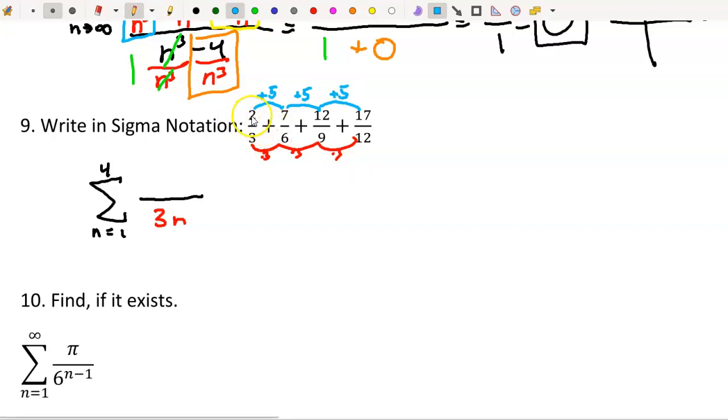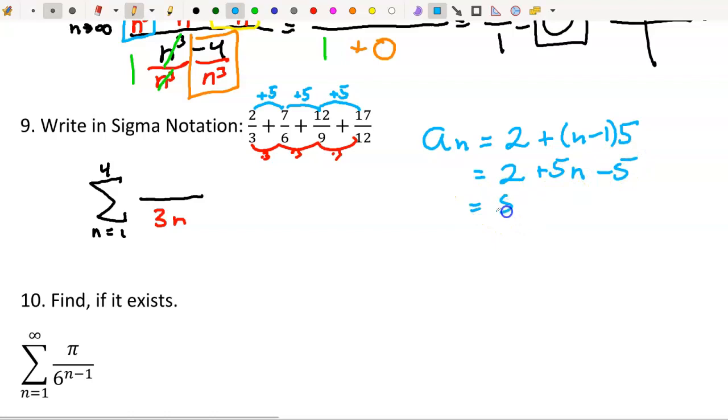All right, so I got to figure out, well, what can I plug 1 into? It gives me 2. And I plug 2 into it, it gives me 7. So you might be able to come up with it. You might see how to do that. If not, just use what we did on one of the first questions. Say my a sub n is going to be 2 plus n minus 1 times the difference, and I know the difference is 5. So we get 2 plus 5n minus 5, which is 5n minus 3. That's what we came up with, and then check it.